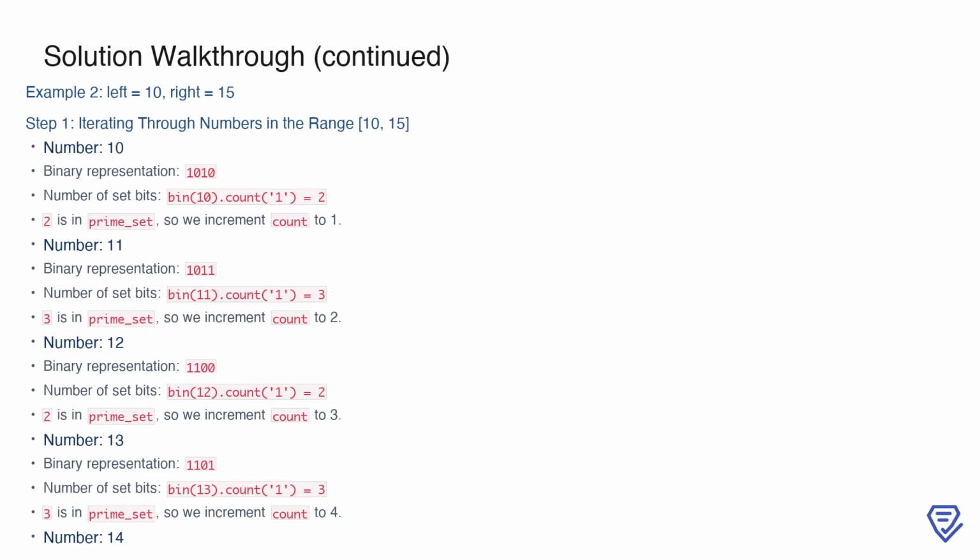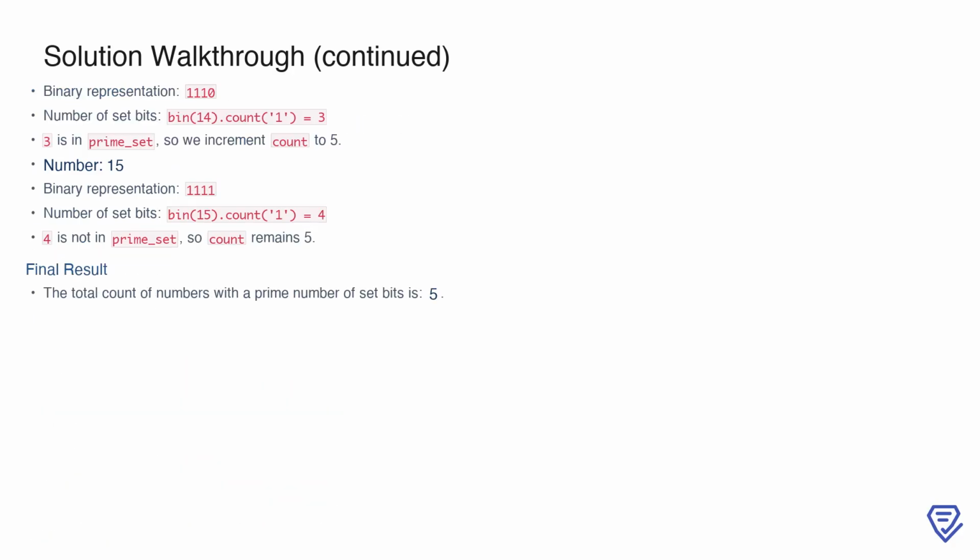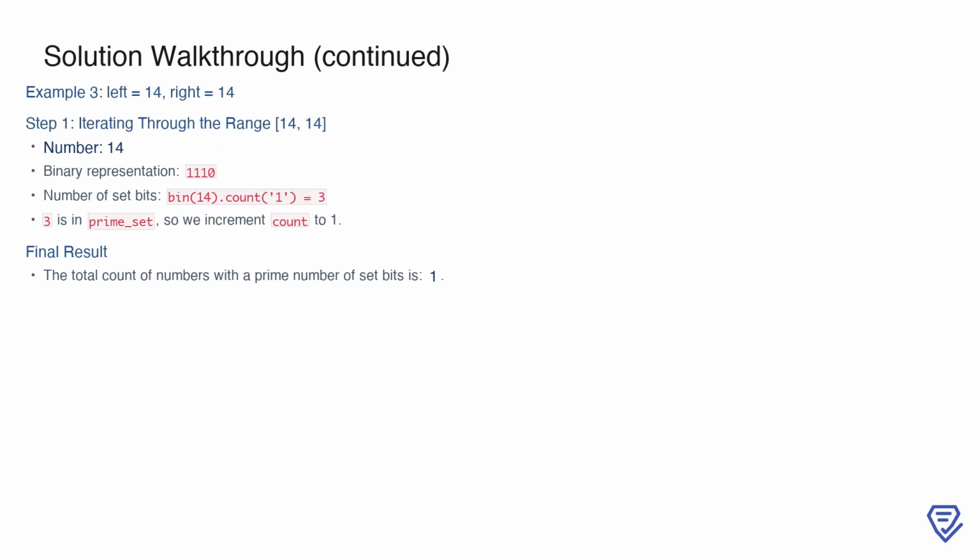Lastly, we look at the number 14. The binary representation of 14 is 1110, and it contains 3 set bits. Since 3 is in our prime_set, we increment the count to 5. Finally, the number 15 has a binary representation of 1111, which contains 4 set bits. However, 4 is not a prime number, so the count remains 5. After processing all numbers in the range 10, 15, the total count of numbers with a prime number of set bits is 5.